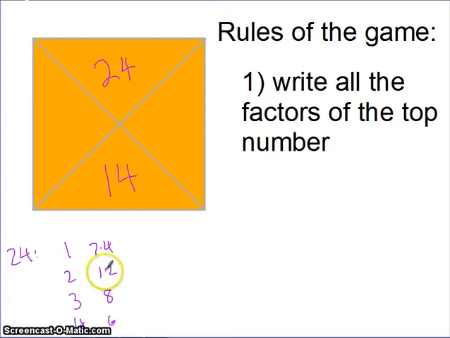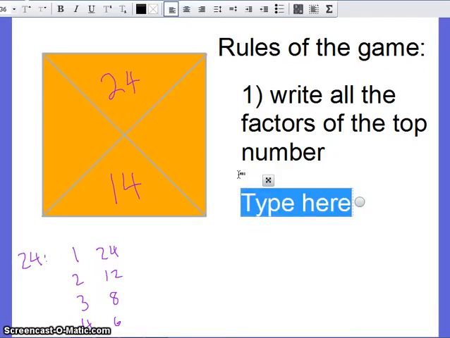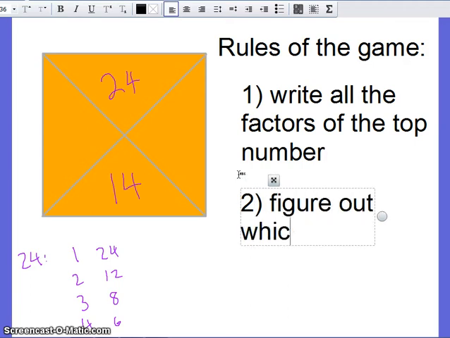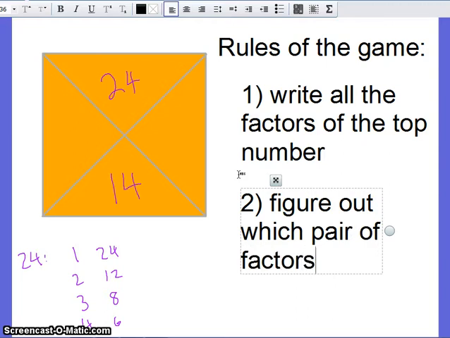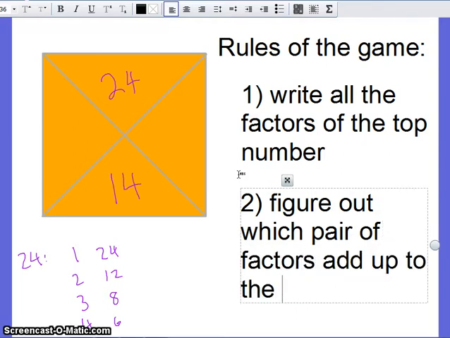All right, so I've written all the factors of the top number, and then step 2, figure out which pair of factors add up to the second number, the bottom number.